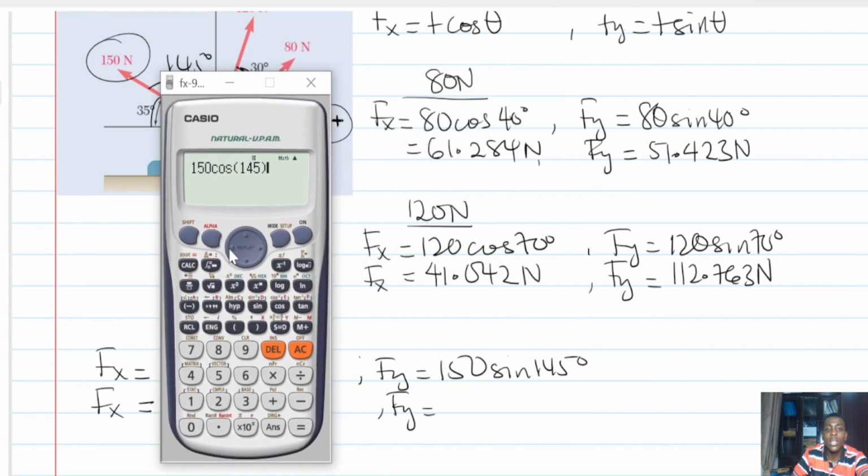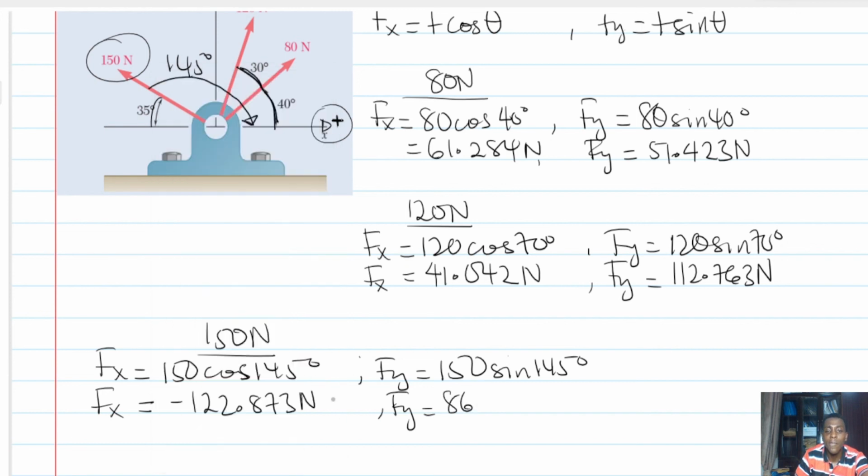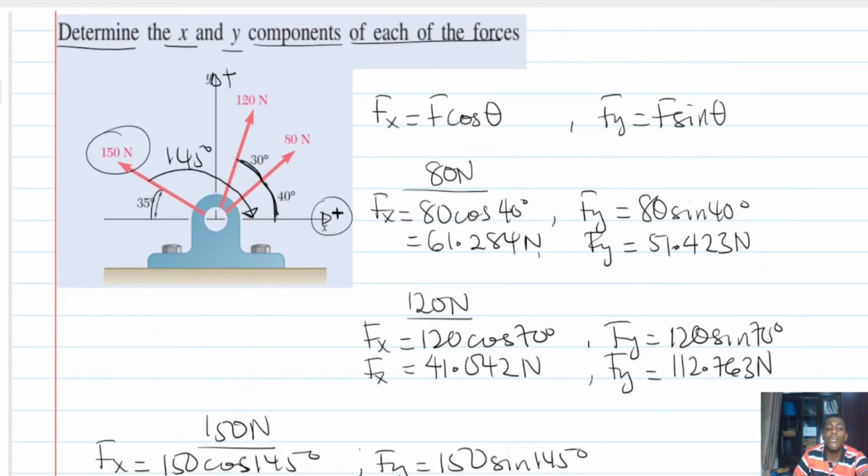And then Fy in this case is going to be, so I'll just change here to become sine, 86.036. Alright, so that is how to resolve a force into x and y components if you are given all angles. That's the best way to go.